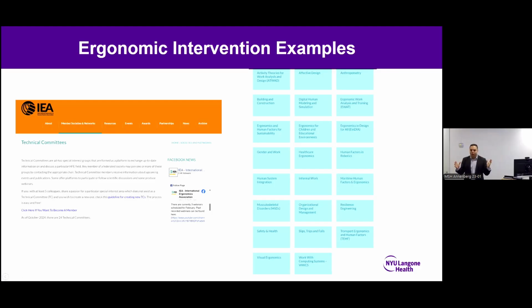But when you talk about ergonomics, and you go to, for example, the IEA website, these are all the technical committees within the International Ergonomics Association. And U.S. Human Factors also has a lot of subgroups. It can get as granular as informal work or visual ergonomics, cognitive ergonomics, you name it. So it gets very, very broad.